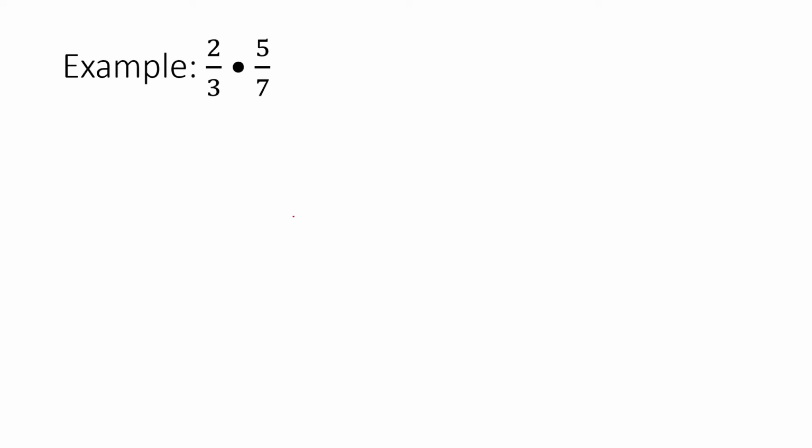So let's have an example. Here we have 2 over 3 times 5 over 7. What will be our answer? Well, first of all, when you are dealing with this problem, I want you to write this as one fraction. So in the numerator, we'll have 2 times 5, and in the bottom, we'll have 3 times 7. So far, so good? And then you multiply across. 2 times 5 is 10. 3 times 7 is 21. So your final answer is 10 over 21.